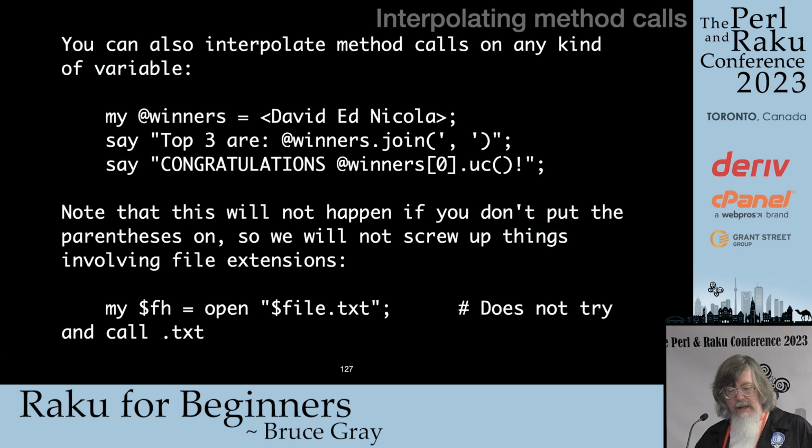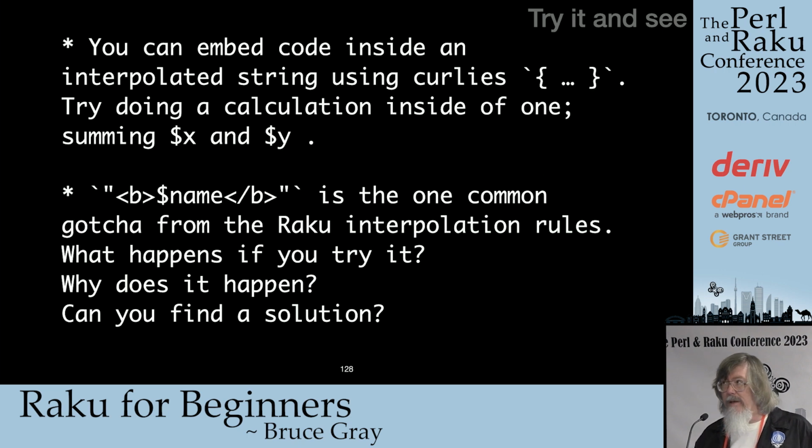Same rules for hashes. You can interpolate method calls. If it ends in dot and something and parens, for the same reasons, you've got to end in parens, then it'll interpolate that. And we have to have that rule because of file extensions. Otherwise, interpolating that final one would try and call the txt method. In double-quoted strings, you can embed code using curlies.